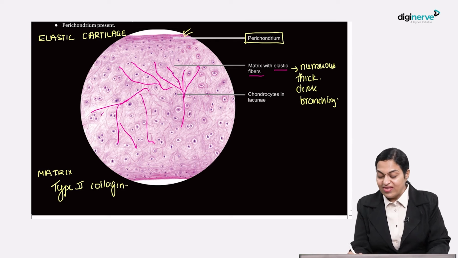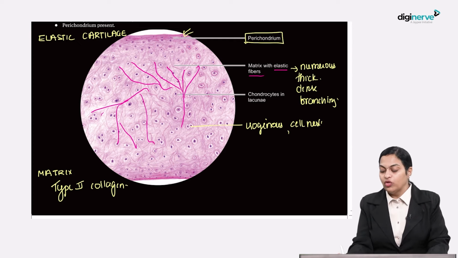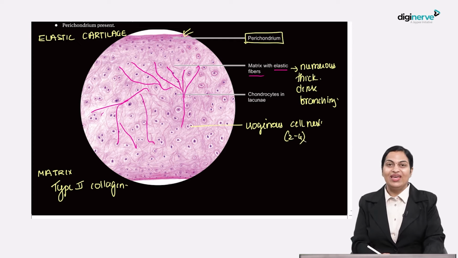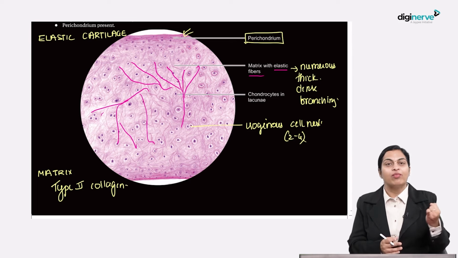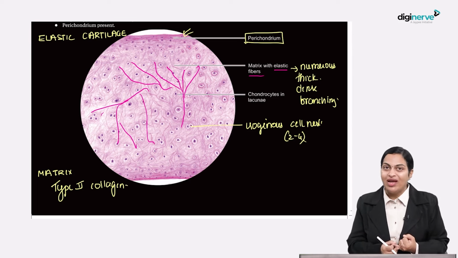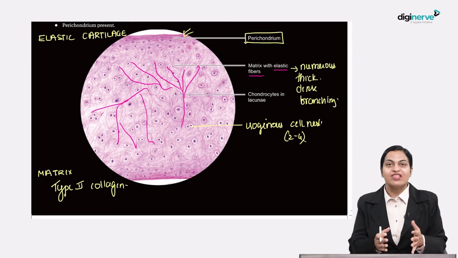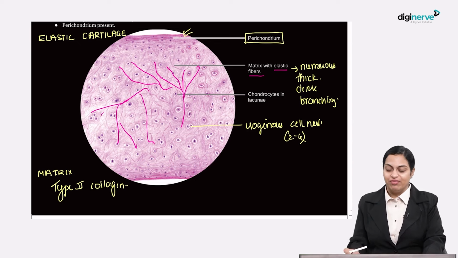And again, the cells that you see here are arranged as isogenous cell nests, but just fewer in number, 2 to 4. Okay, so let us summarize the characteristic features of elastic cartilage. It has a perichondrium. The perichondrium of hyaline and elastic cartilage is made up of type 1 collagen fibers. The cells are in isogenous cell nests of 2 to 4, and in the matrix we have abundant elastic fibers, thick, dense, numerous, branching. The matrix has type 2 collagen fibers.